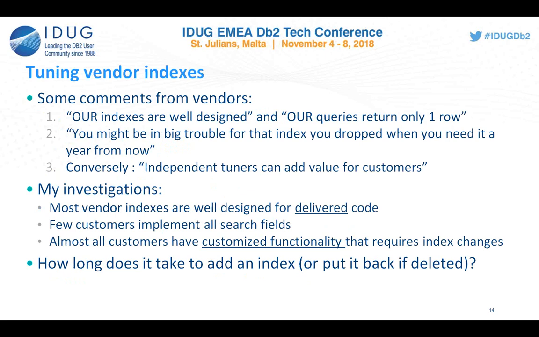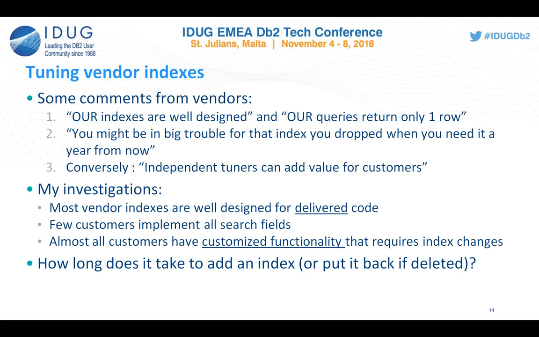Tuning vendor indexes. This is kind of fun. Our indexes are well designed. Our indexes only return one row. That's kind of my favorite thing ever. I went back to my SAP customer, and I looked at the problem queries that we were having to tune. And in fairness to the vendor, these were additional pieces of code we had written for reports that required more than just one row coming back. But we had 300 queries that returned multiple rows.